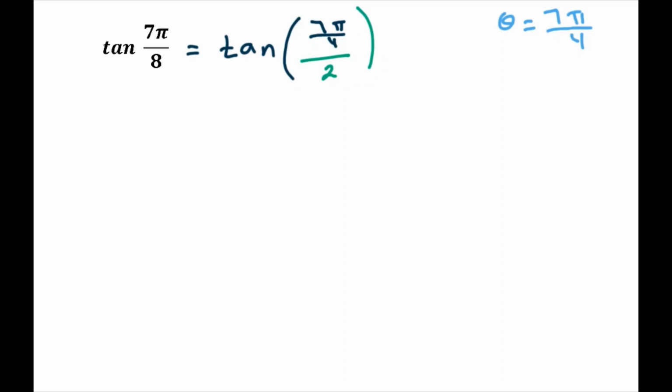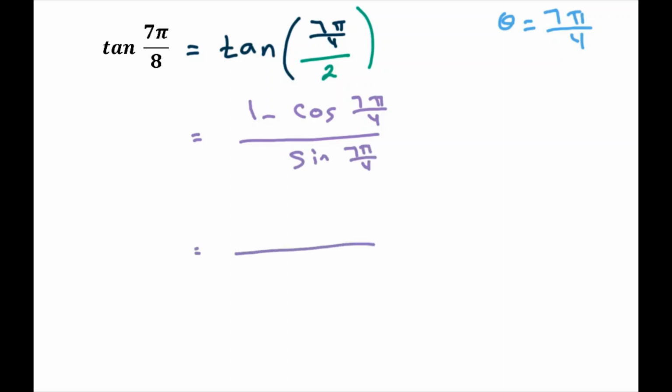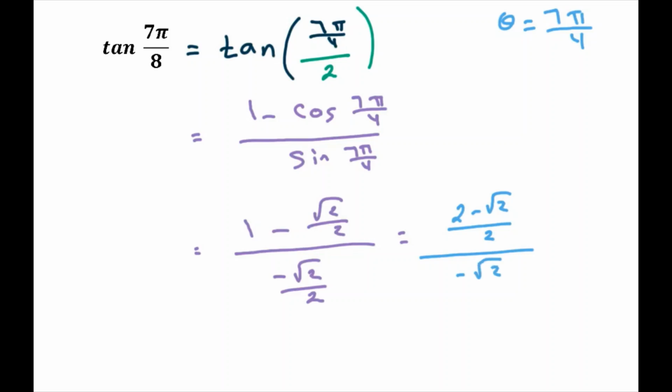So based on the formula, I'm going to use again the second one, which is 1 minus cosine theta, which is 7 pi over 4, over sine theta, which is equal to 1 minus square root of 2 over 2 over negative square root of 2 over 2. Okay, now these two will cross out each other. Now it will be 2 minus square root of 2 over negative square root of 2.